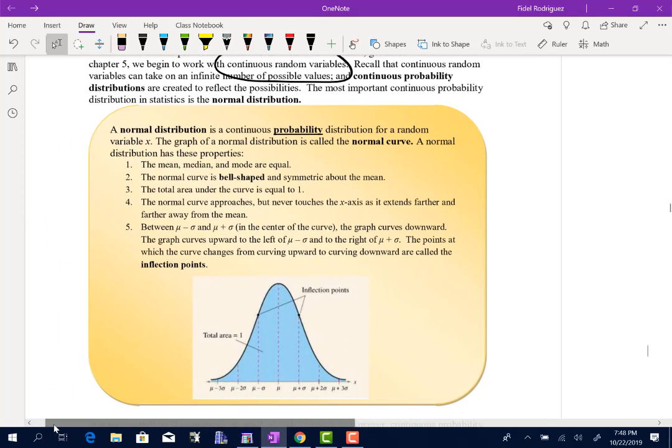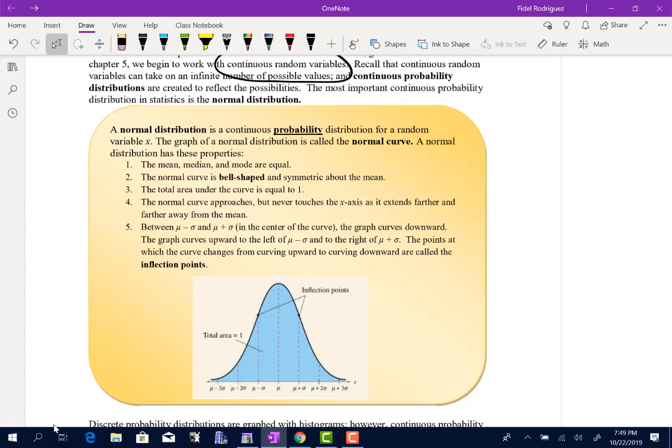Here we go. Okay, so guys, it says the normal distribution is a continuous probability distribution for a random variable x. It says the graph of a normal distribution is called the normal curve. Normal distribution has these properties. Okay, so the mean, median, and mode are equal. The normal curve is bell-shaped and symmetric about the mean.